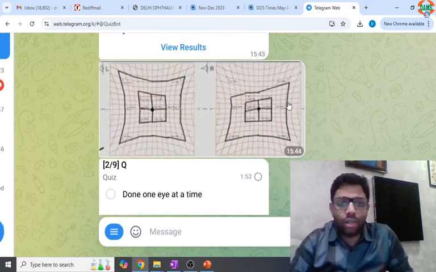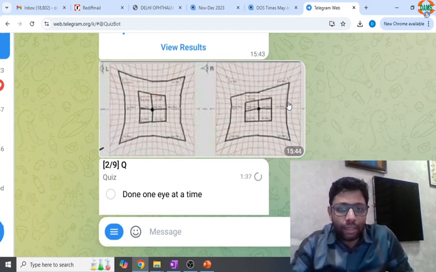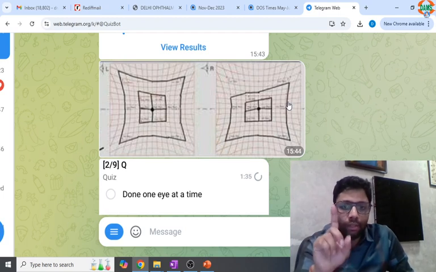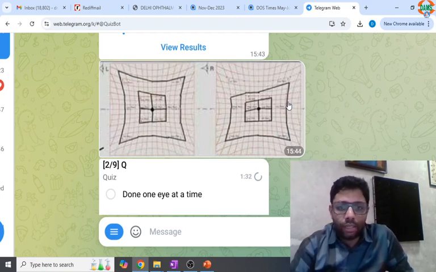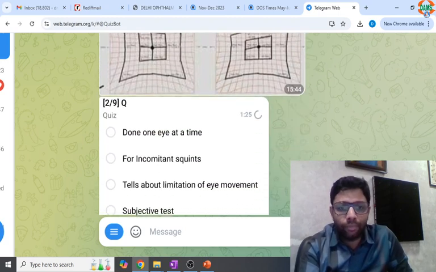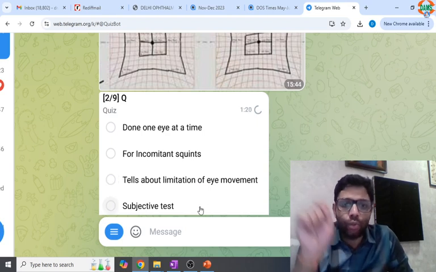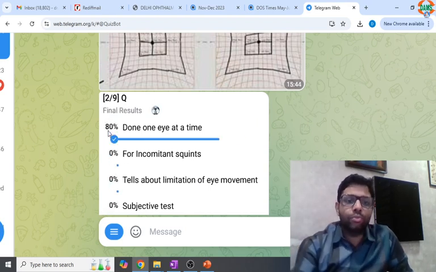It is a Hess chart, also known as Lee's chart, for telling the limitation of muscles, and limitation of muscles is seen in incomitant squint. That can be paralytic or restrictive squint. Now this is not an Amsler grid. In Amsler they will give you one chart, either normal or distortion, that is metamorphopsia. Here two charts are given for both eyes. So it is done one eye at a time, that is wrong. It is for incomitant, that is true. Tells about limitation, that is true. And yes, subjective, the patient has to do something over here. So that is a false option over here.